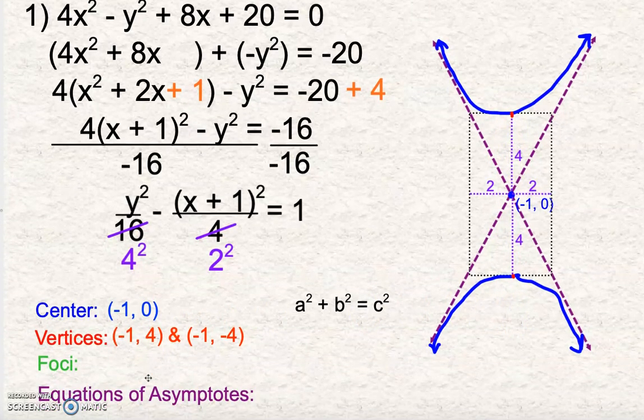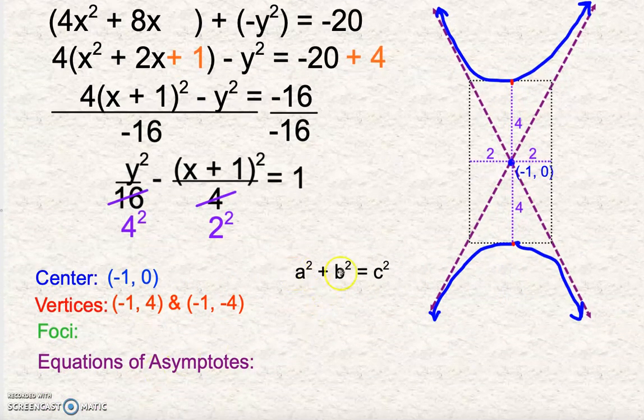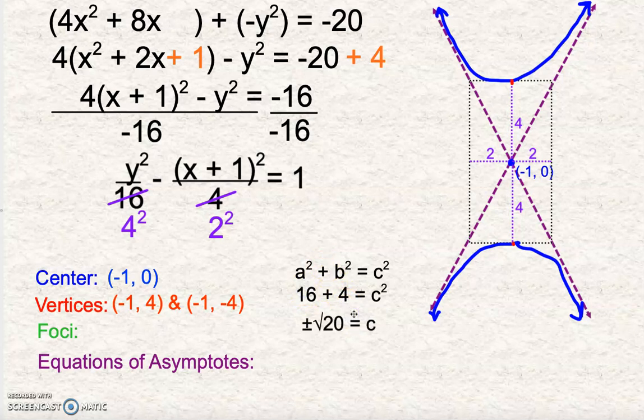And the foci, remember we get the foci by this equation, a squared plus b squared equals c squared. So a squared we know is 16, b squared we know is 4. That gives us a c squared value of 20, or a c value, plus or minus radical 20, and we can clean that up to plus or minus 2 radical 5. So we know that we have these foci located there and there. And again, the foci are always going to be lined up with the vertices in the center.